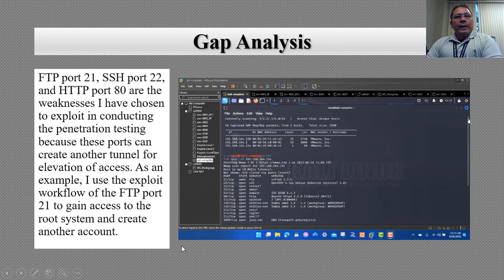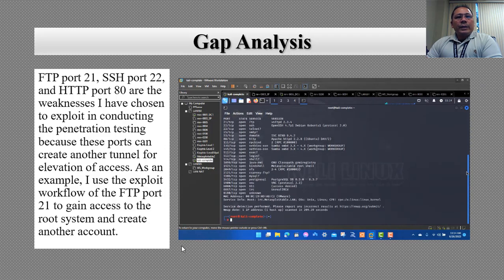To address this gap, it is important to properly configure and secure these ports, enable encryption for sensitive data, deploy a firewall, ensure updates and patches are continuously applied, implement access control, deploy IDPs, and real-time monitoring.